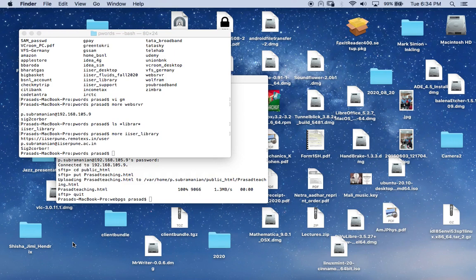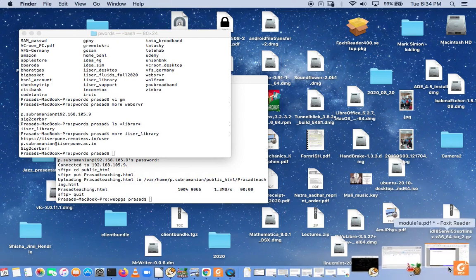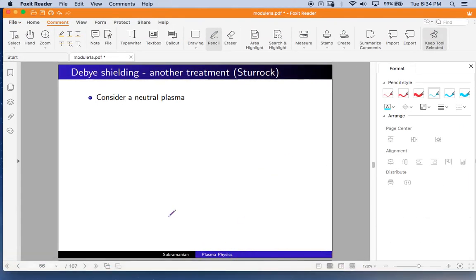Right, so we're back again, and now we're going to look at another way of looking at Debye shielding. As before, consider a neutral background plasma. Neutral at large scales, that's what we mean. Now, this is a one-dimensional treatment, okay? So what we do is, you don't need to be too serious about this word ion.